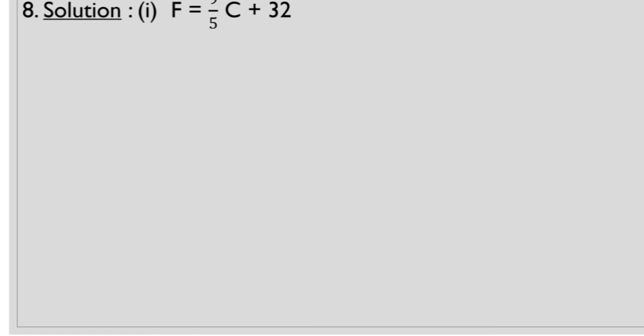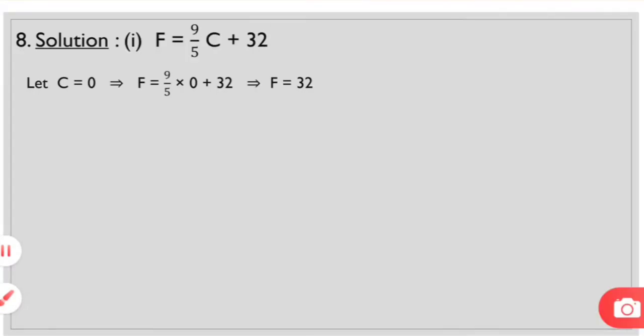first we have to draw the graph according to the given equation, that is F equal to 9 upon 5 C plus 32. Now it is already given in the question that on x-axis we have to take Celsius and for y-axis we will take Fahrenheit. So first, by inserting the values of Celsius, let's find the Fahrenheit values, that is three pairs of solutions.